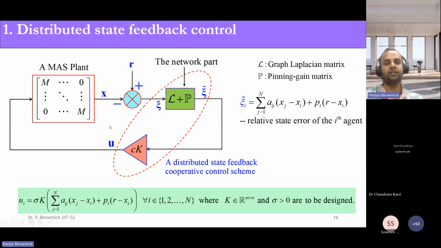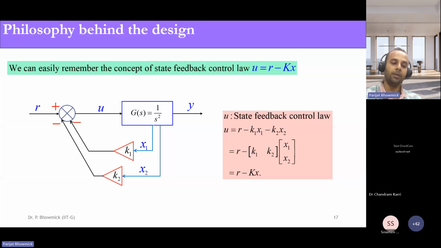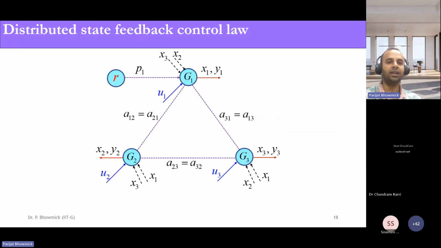Why? This problem is not very trivial, because when we deal with classical control, the problem is controlling only one plant, but now here we have multiple plants together, and they are not isolated, they are interconnected. So that network part is also included. Now our plant doesn't mean only the M, the L plus P block is also there. So the state feedback control protocol, or rather I must say the distributed feedback control protocol, must consider the presence of the network as well, and accordingly we'll have to decide.